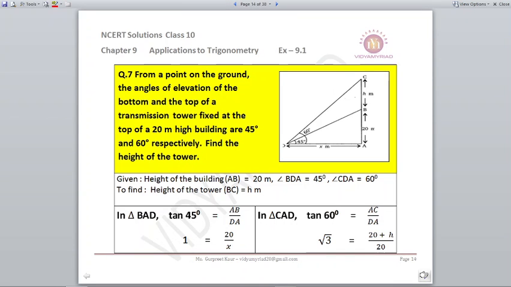Question 7. From a point on the ground, the angles of elevation of the bottom and the top of a transmission tower fixed at the top of a 20 meter high building are 45 degrees and 60 degrees respectively. Find the height of the tower.